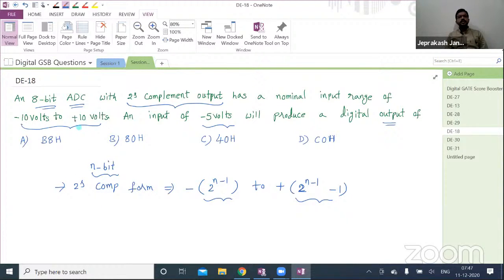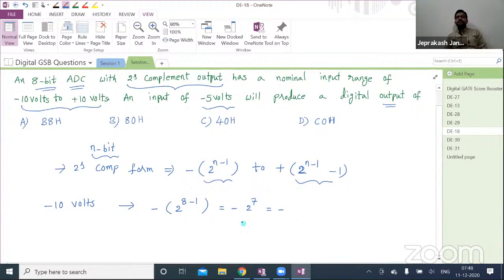So here he has given a range, minus 10 volts to plus 10 volts. That means the minimum value is minus 10 volts. So that minus 10 volts we can represent with this value. That means minus 2 power, n is 8 here, 8 minus 1, that is minus 2 power 7. What value will you get? What is the value of 2 power 7? 2 power 7 is how much? 128, right? Yes, very good, Srinivas.